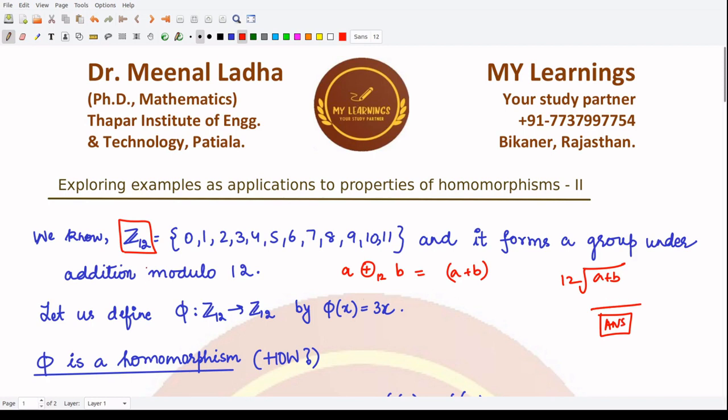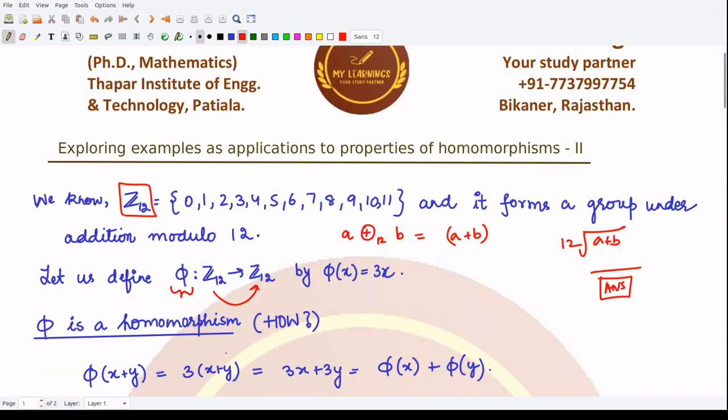Using this group, we are defining a map phi from the same group to the same group by phi of x is equal to 3x. Now we are saying this phi is a homomorphism. How? If you take phi of x plus y, where the operation is addition modulo 12, then by the definition it would be 3(x plus y). You can separate the terms: 3x plus 3y. And 3x is phi of x, and 3y is phi of y. Hence, we have a homomorphism here. So we can definitely apply the properties of homomorphism in this particular case.